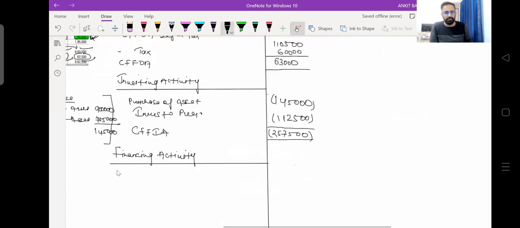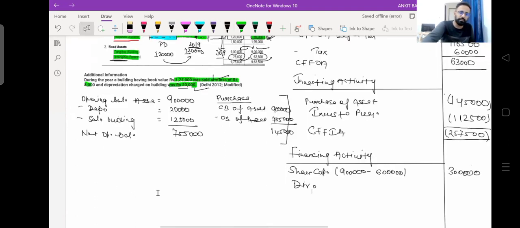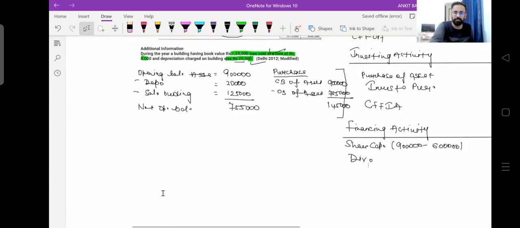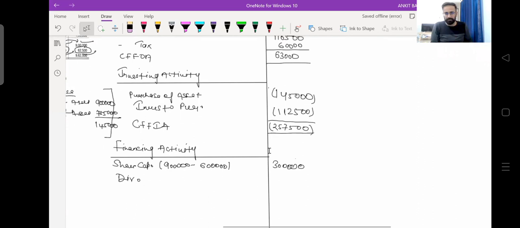Company has raised money by share capital. So here I will write down share capital. Right? So opening balance was 6 lakh, now current balance is 9 lakh. So it will be 9 lakh minus 6 lakh, so here we will be recording 3 lakh rupees. Right? And company is paying dividend. How much dividend? The dividend which is proposed in previous year, and it is 1 lakh 20,000. So here company will be paying this year 1 lakh 20,000 rupees.